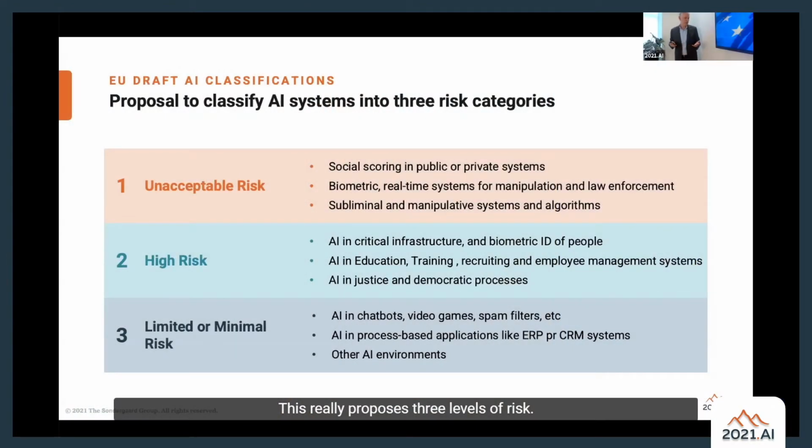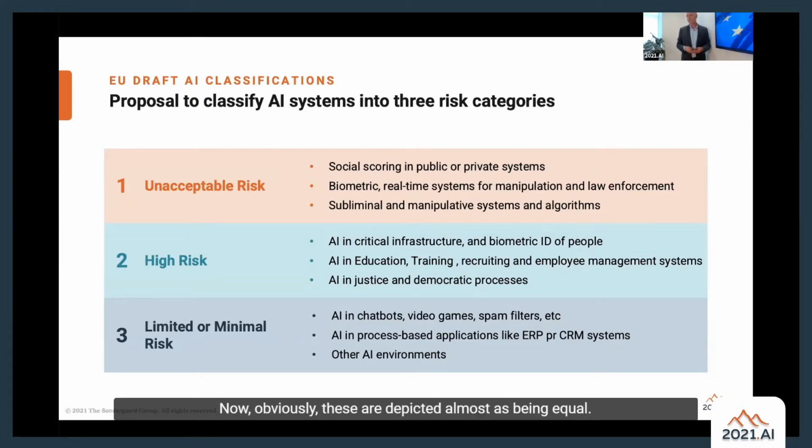This really proposes three levels of risk. This risk level is divided into, at first, unacceptable risk, which are systems that today would not be advised by the European Union or by governments that adopt the regulation. It's a high-level risk set of categories, which we will explore more. And then, of course, there are the minimal levels of risk.